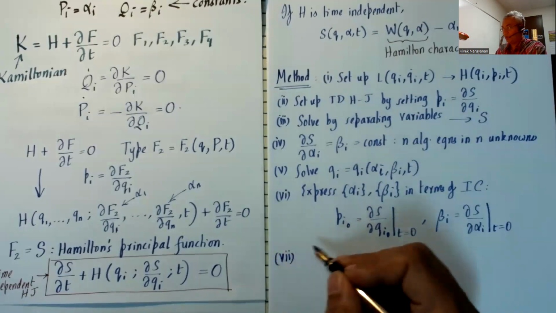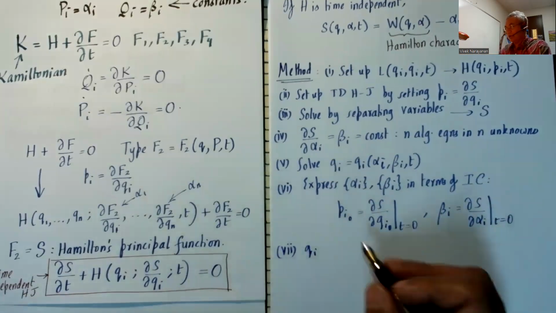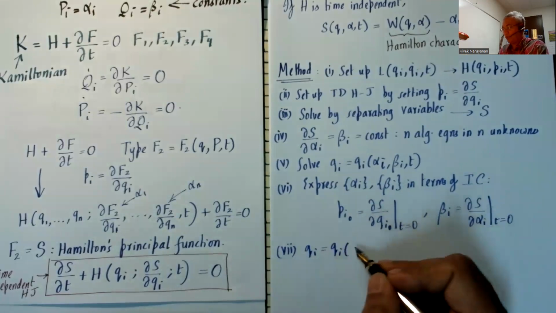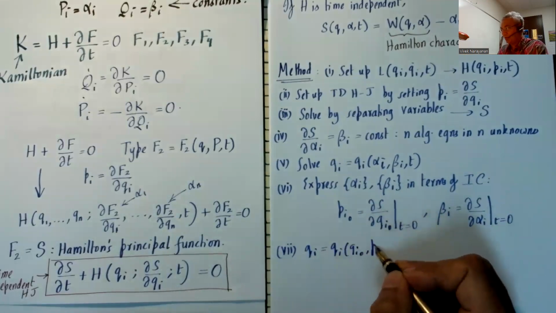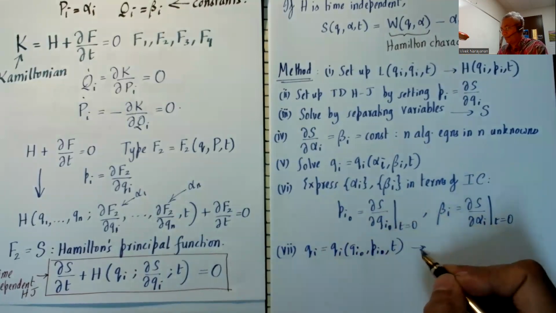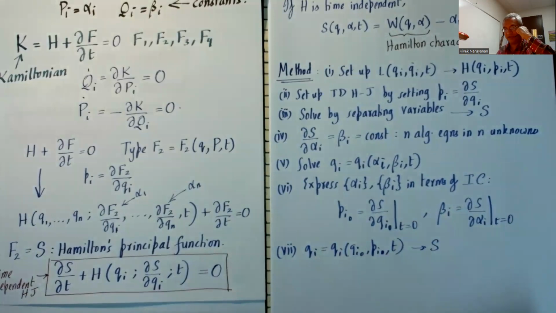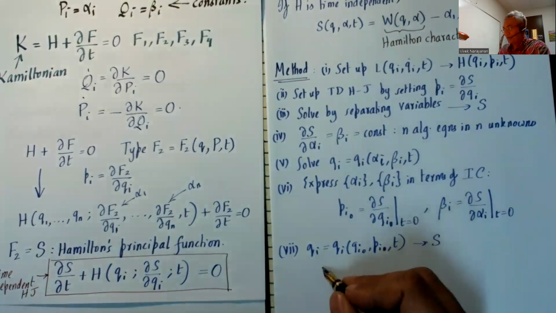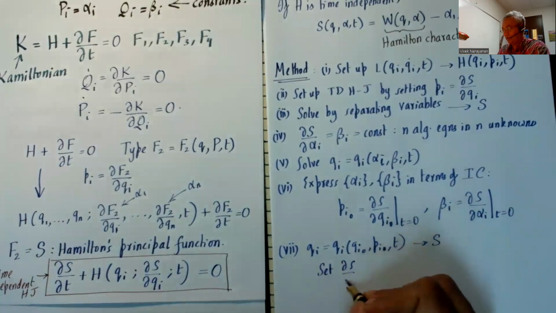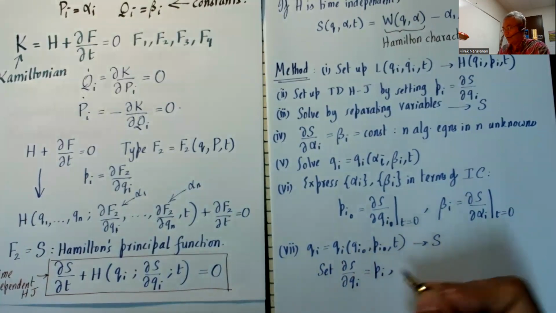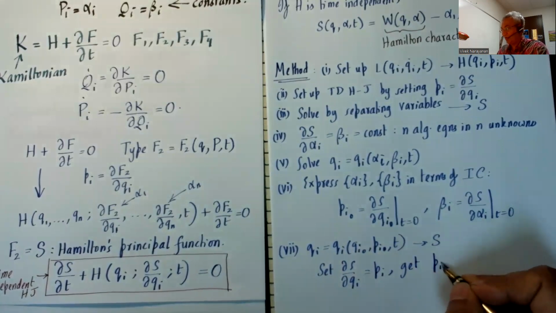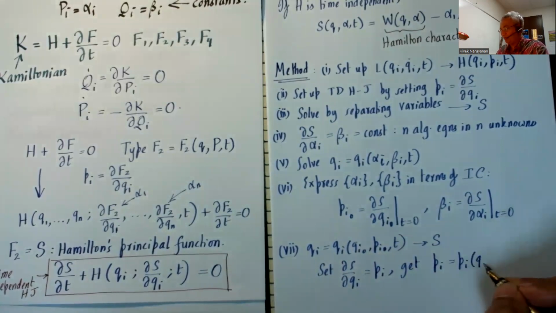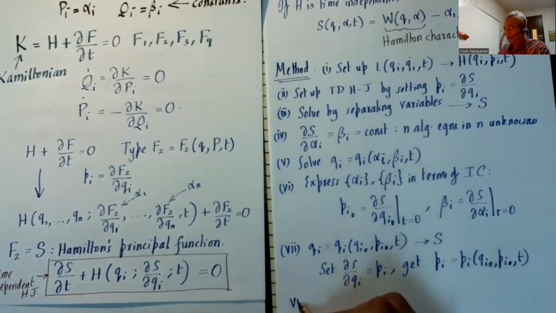The seventh step is, once you have that, you can now evolve the equation in time and obtain your S. And then you set del S by del Qi equal to Pi, and you're able to get now the momenta, Pi equals Pi of Qi0, Pi0, and time. And then lastly, the eighth step, when you have done with all this, you can find finally the energy of the system, which is negative del S by del T.